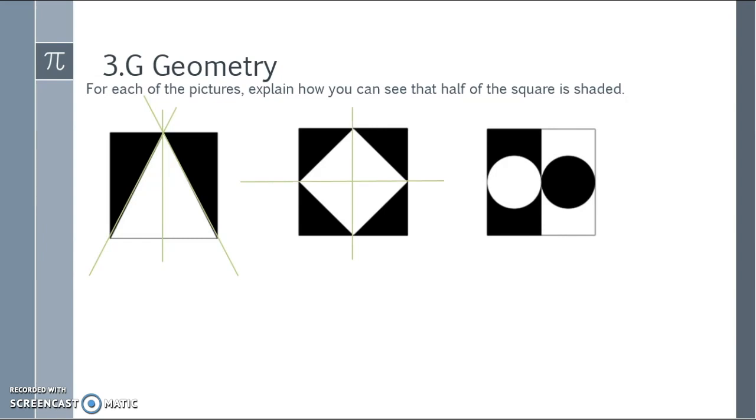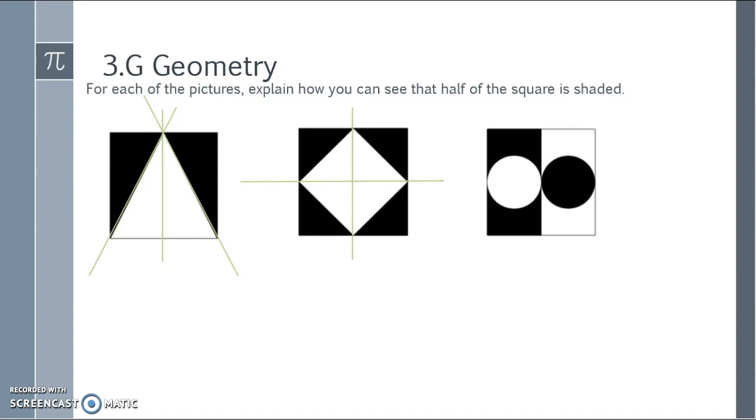Moving to the middle one, if I cross-cut vertically and horizontally straight down the middle, I see that exactly half of each partitioned area is shaded, so therefore the whole thing would have to be half shaded.